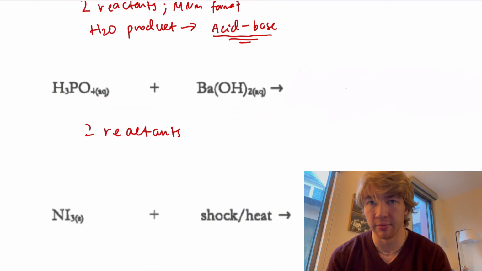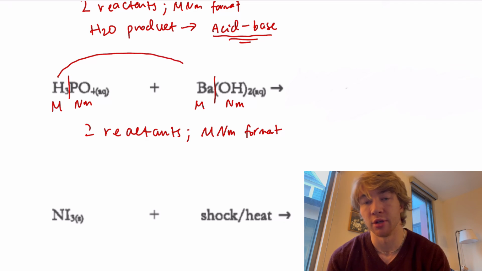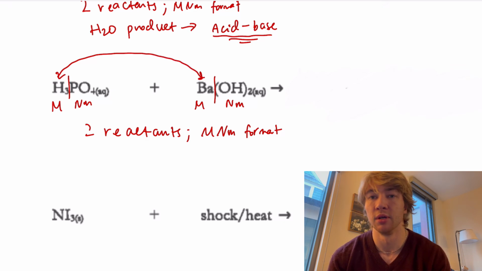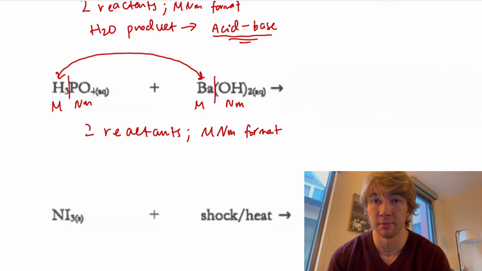Okay, next one. So same format, 2 products, metal, non-metal, metal, non-metal. We're gonna have that same double replacement technique where we switch H, barium in this case. So H combining with OH, that's always gonna make water. So that's one of our products, meaning this is also going to be acid-base.